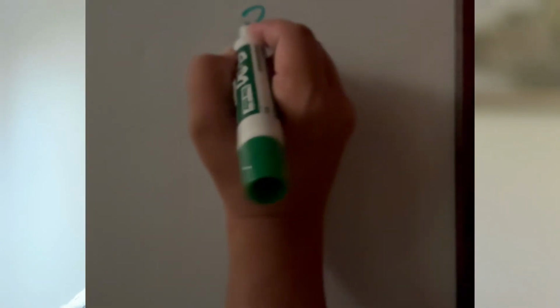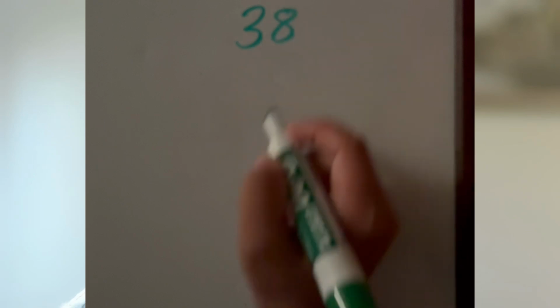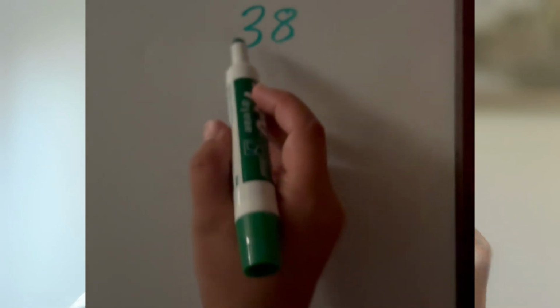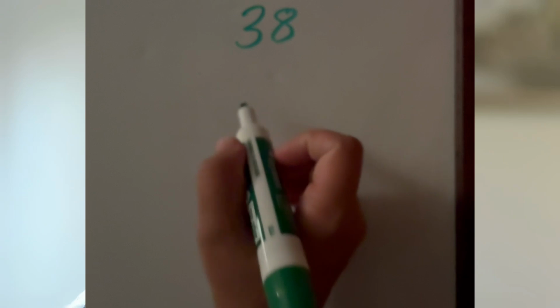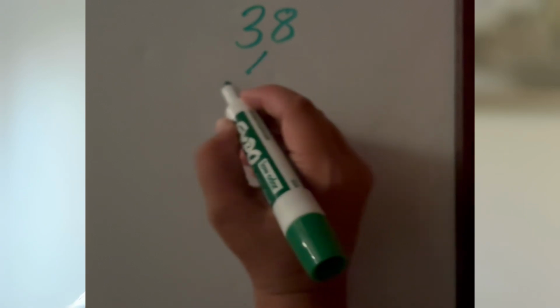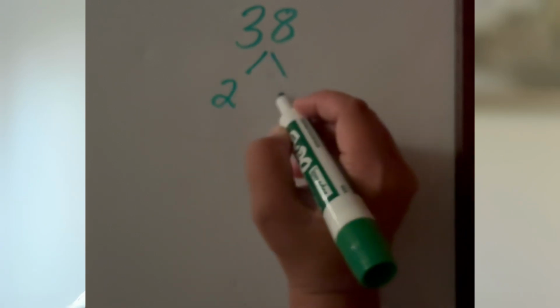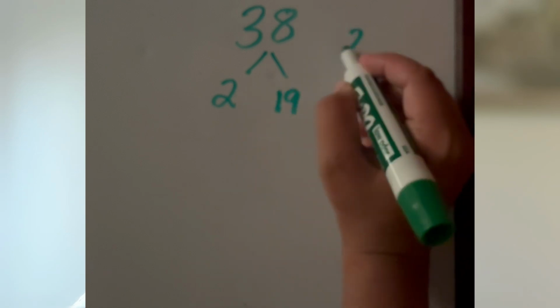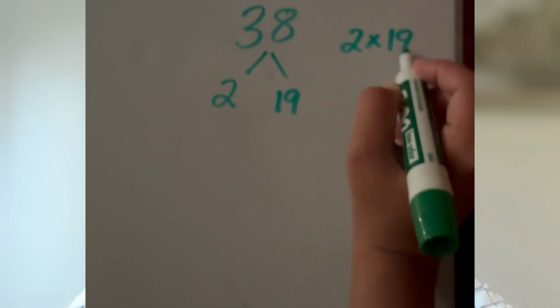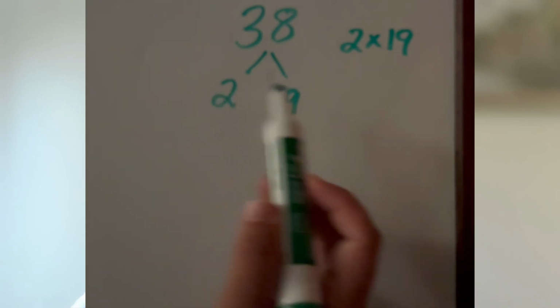Our first example is going to be with the number 38. So when we think of 38, what two numbers can we think to multiply together to get 38? Well, I can think of 2 times 19. So we're going to set up a tree. So we have 2 and 19 on the branches, and they're going to go up to 38. So that's going to show us that 2 times 19 will get us 38.